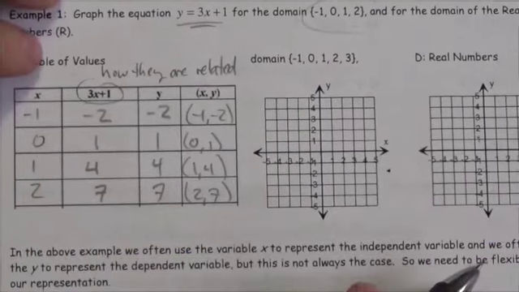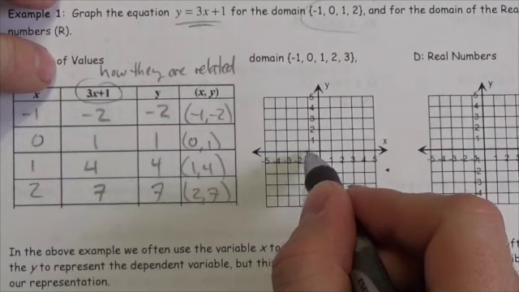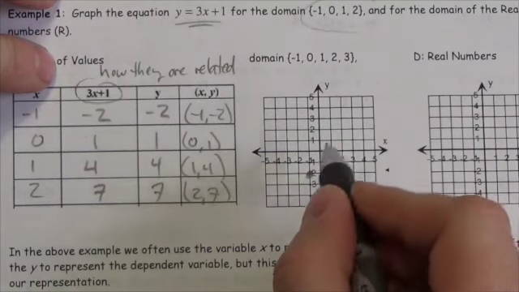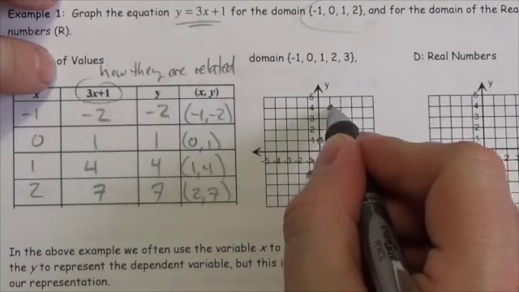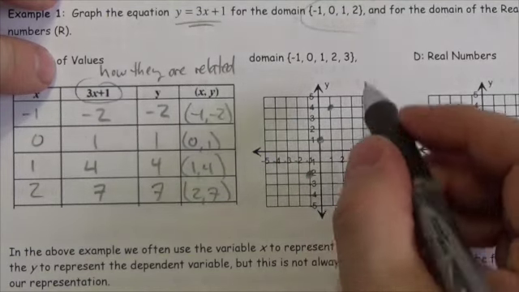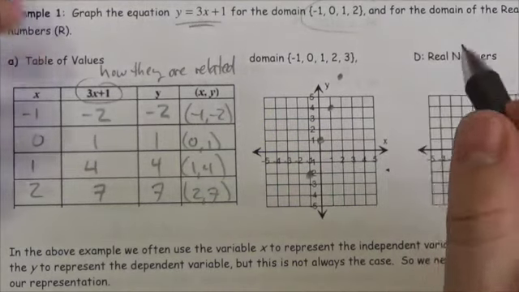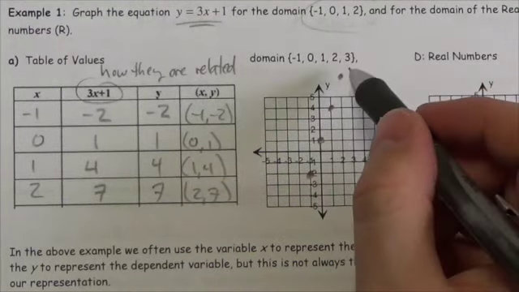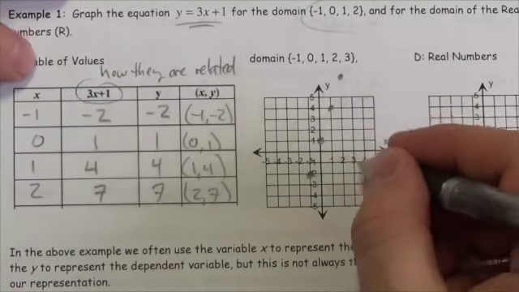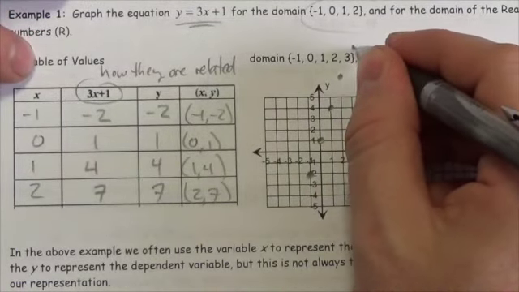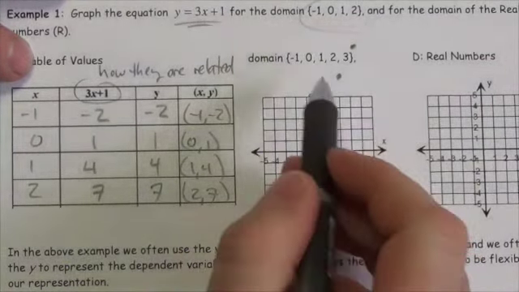Now we're going to plot these points. -1, -2, there we go. 0, 1, 1, 4, 2, 7. 2, 7 takes us right off the graph. Now we were supposed to do this for 3, but if we plug 3 in there, 3 times 3 is 9, plus 1 is 10. If you were to go up to 3, we'd be way up here. That is just for the given domain.